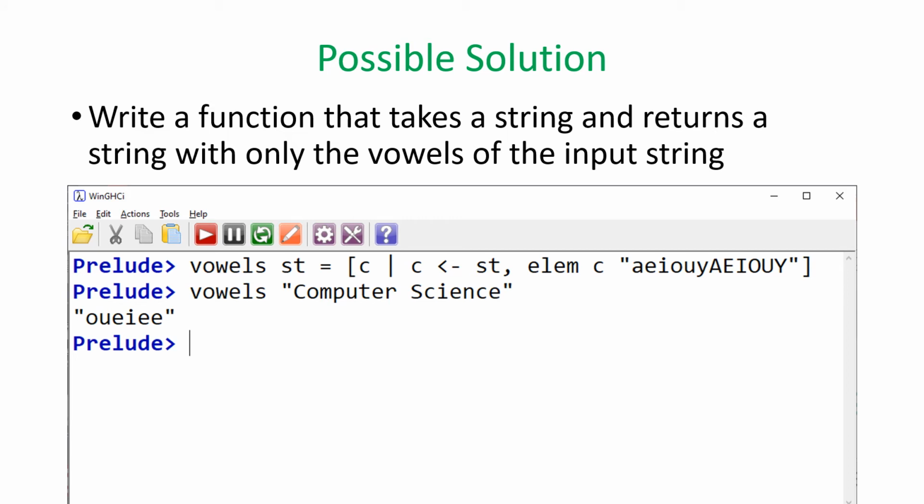Okay, here's a possible solution. It's similar to the previous ones we saw, where it takes a sentence, and for all characters in that sentence, if that character is in the list of vowels, and I had to put it in both upper and lower case to include all the vowels. And then we try it, and we type in computer science, and sure enough, it gives us the O, the U, the E, the I, the E, and the E from computer science.